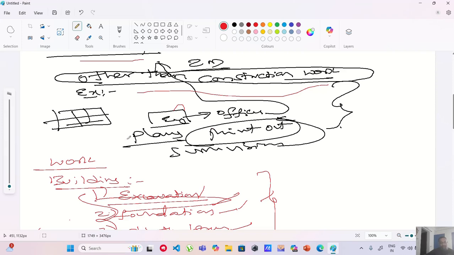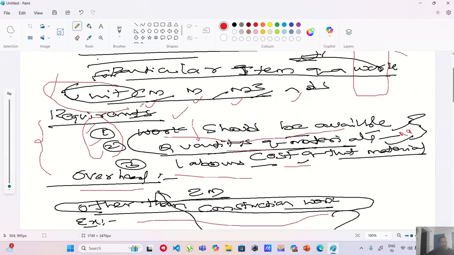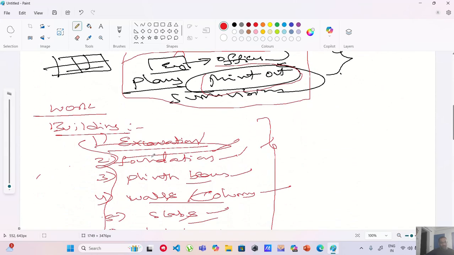For viewing the plan paper or design paper, whatever it may be, printouts are also required, so that printing is an overhead cost. These are all different from the construction work, and we call them overhead cost. And also supervision comes under the overhead cost.